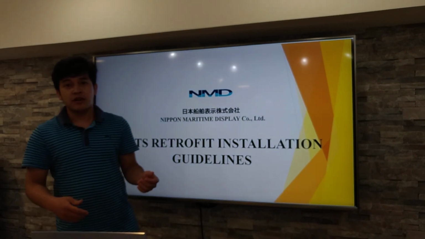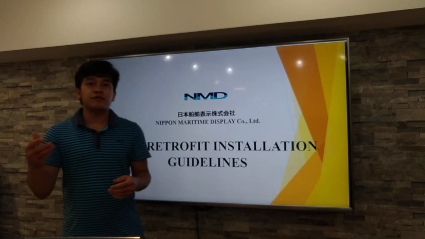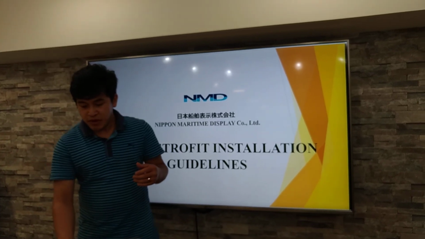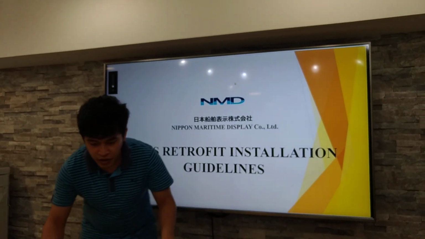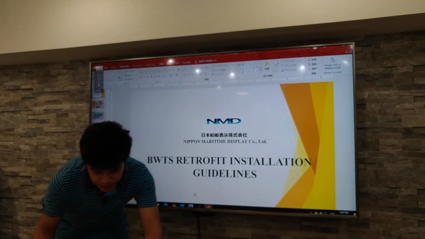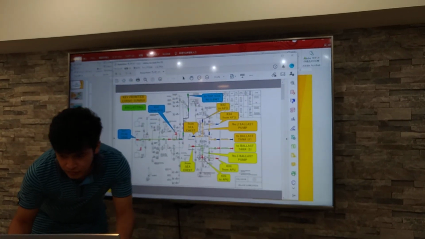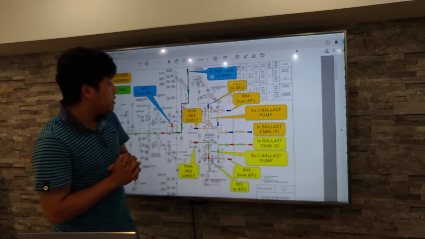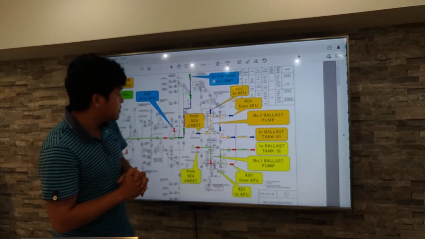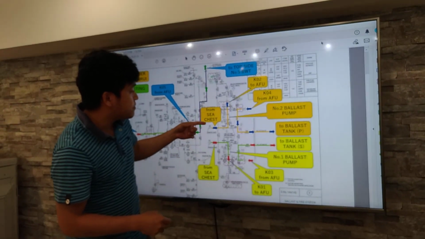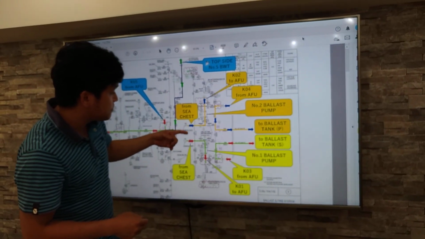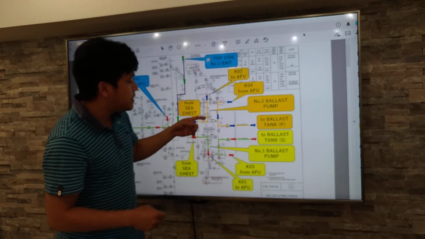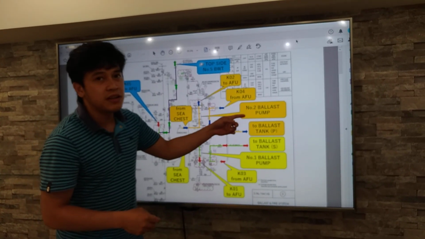Before ballasting of the vessel, marine vessels, basic flow. I will show you the flow diagram. Before, the basic ballasting of the marine vessels was just from the sea chest. The seawater will be pumped in by ballast pumps, then going to the ballast tanks.